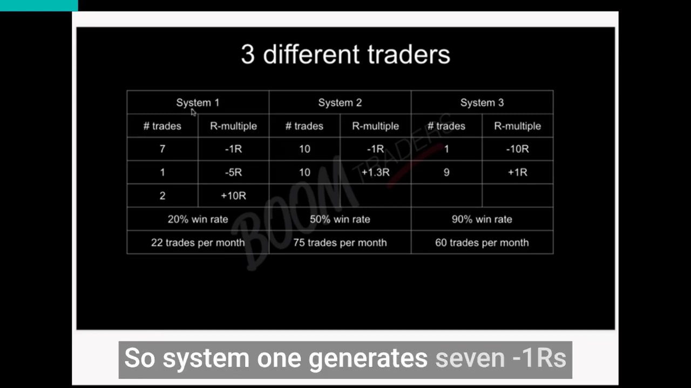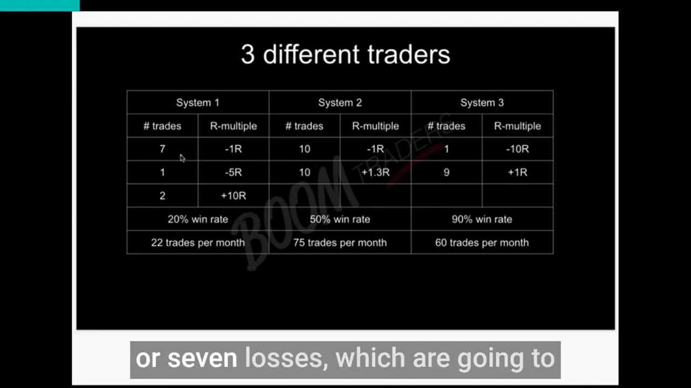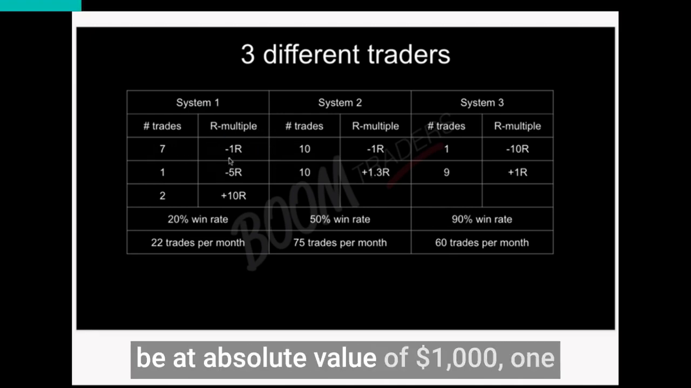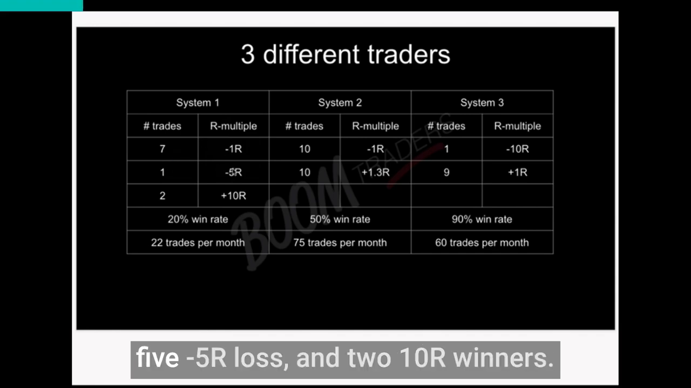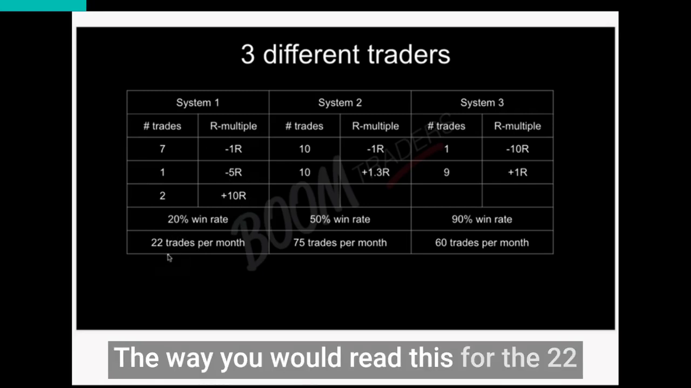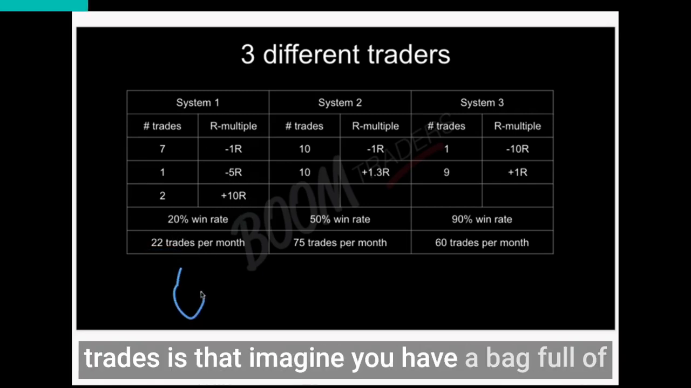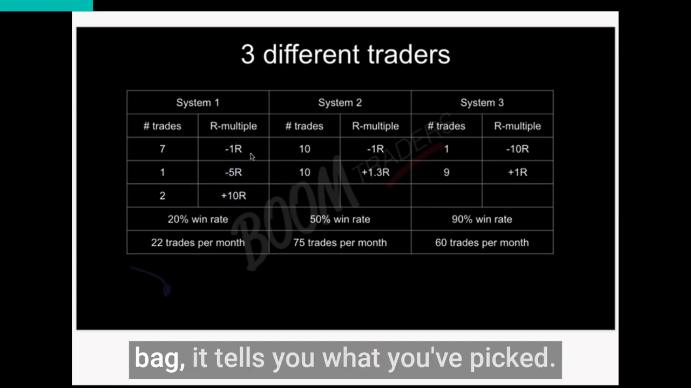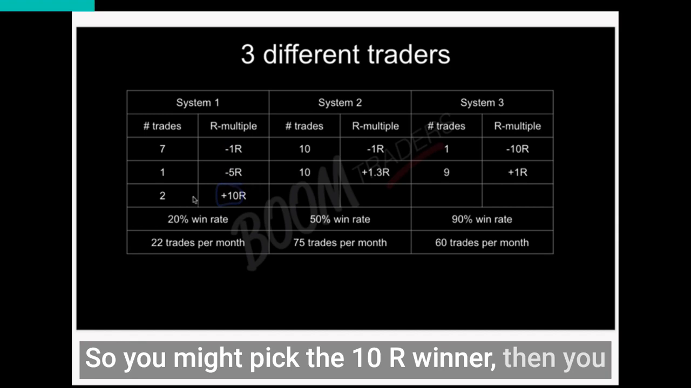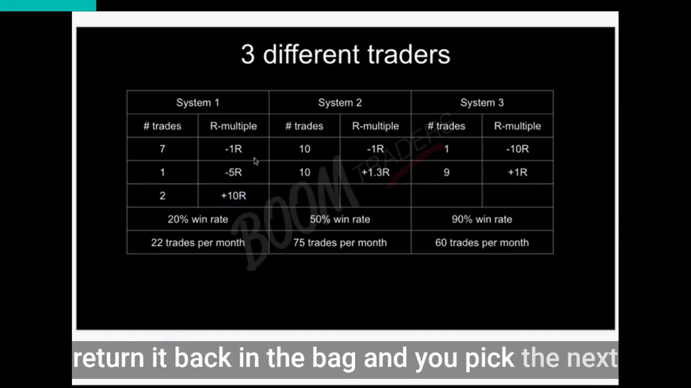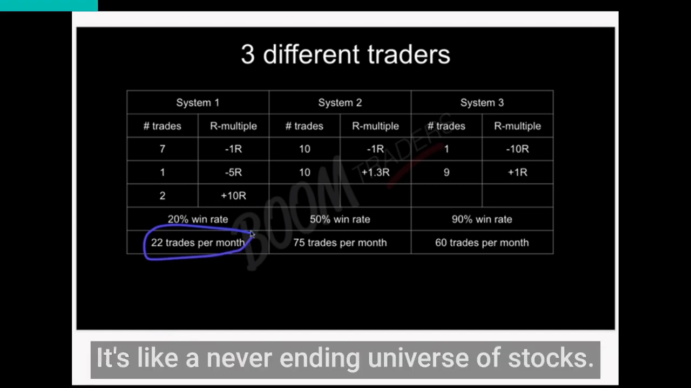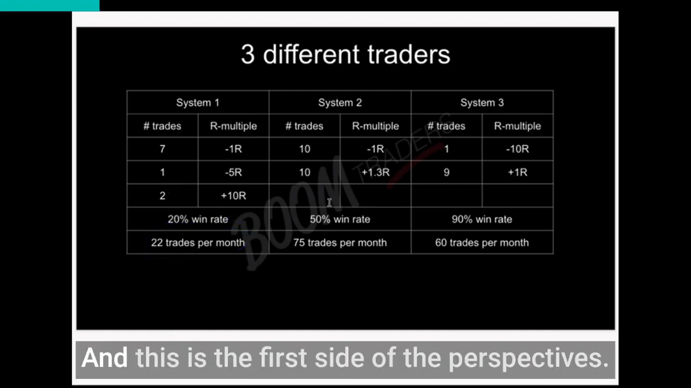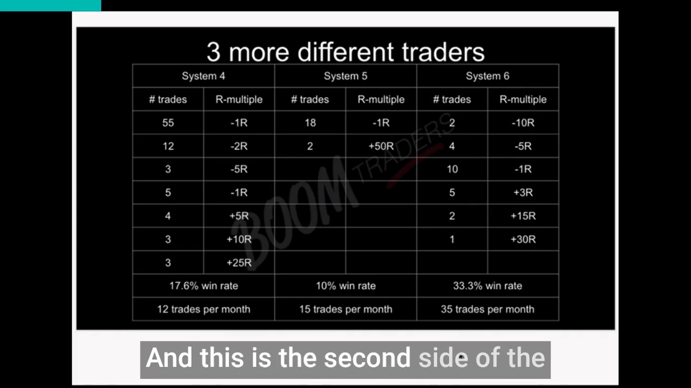So system one generates 7 minus 1Rs or 7 losses, which are going to be at absolute value of $1,000, 5 minus 5R losses, and 10R winners. The way you would read this for the 22 trades is that imagine you have a bag full of marbles, and on them are written the results. Every time you pick a marble from the bag, it tells you what you've picked. So you might pick the 10R winner, then you return it back in the bag and you pick the next one. And that's how you would have 22 trades. It's like a never-ending universe of stocks. And this is the first side of the prospectus, and this is the second side of the prospectus.